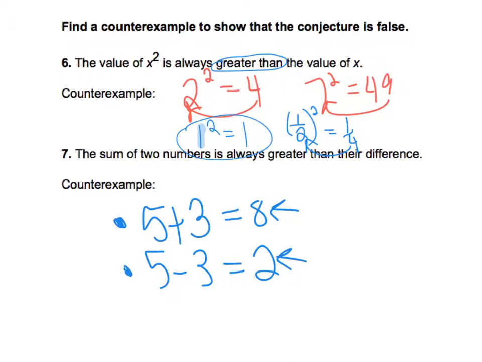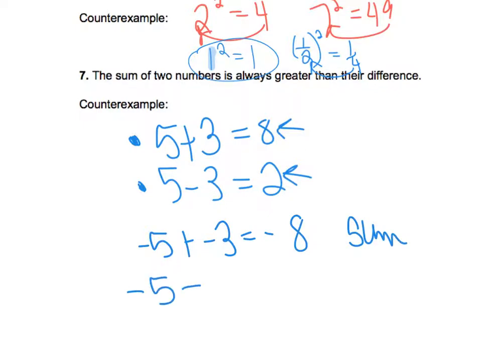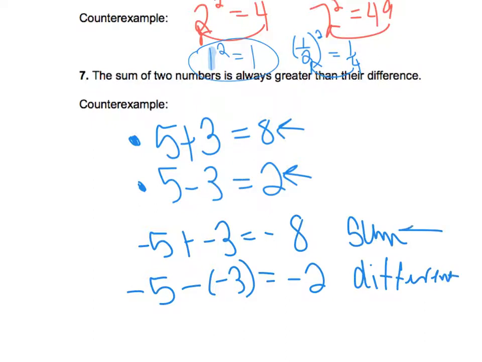I'm just going to think, all right, what if I had some negative numbers in there? What if I had -5 plus -3 equals -8? There's my sum. My difference would be -5 minus -3, which is -2. That's my difference. We're saying that the sum is greater than the difference. Well, -8 is not greater than -2, so this would be a counterexample.